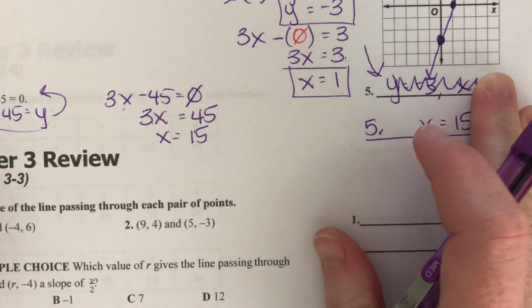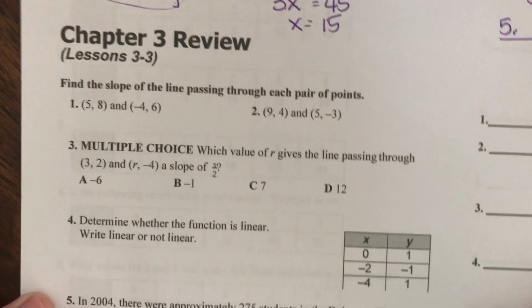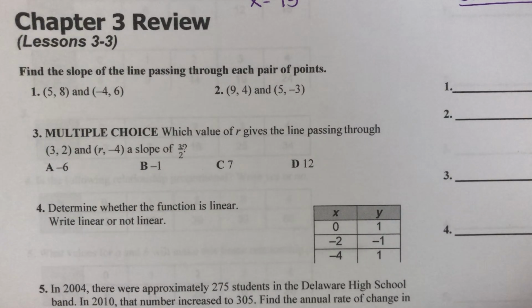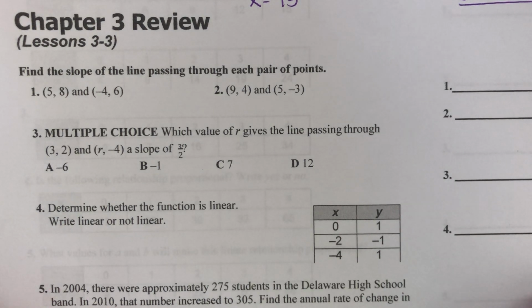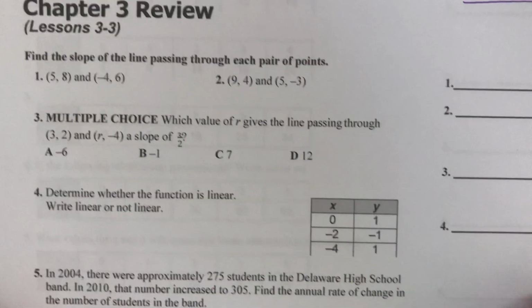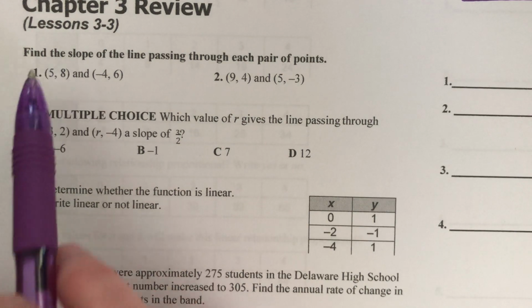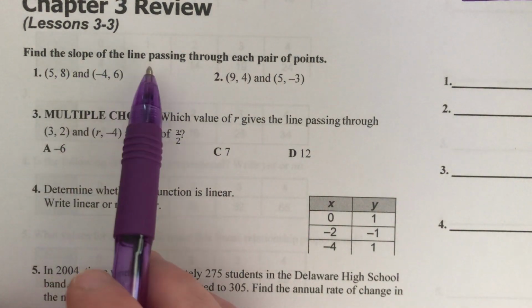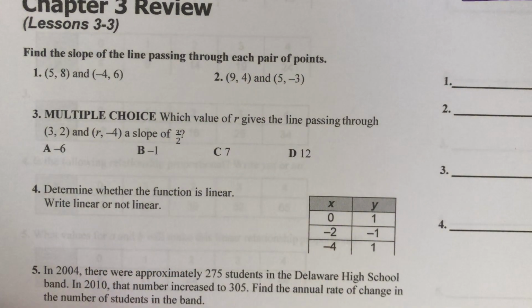Okay, and then the next part is lesson 3.3. I am breaking this down into 2 videos, so we're going to finish here, and then there'll be a separate video with the rest of chapter 3 review. All right, for 3.3 it was all about slope, right? Rate of change and slope. So find the slope of a line passing through each pair of points.